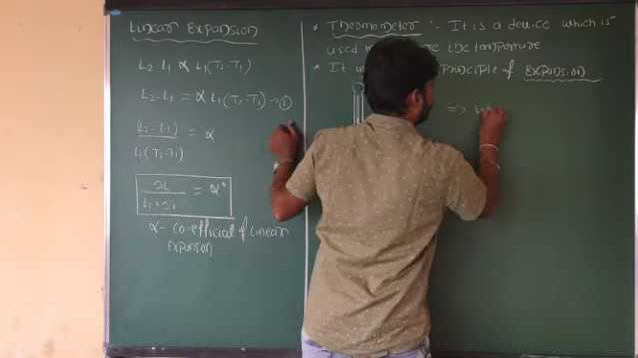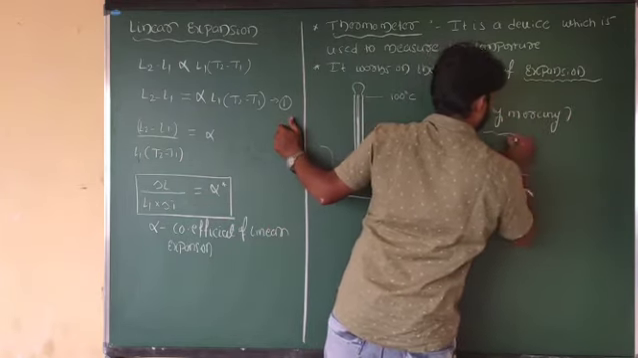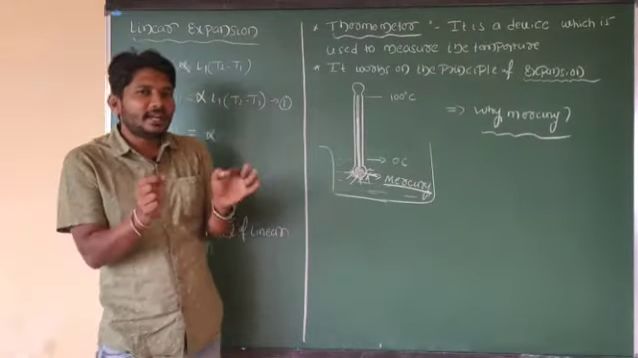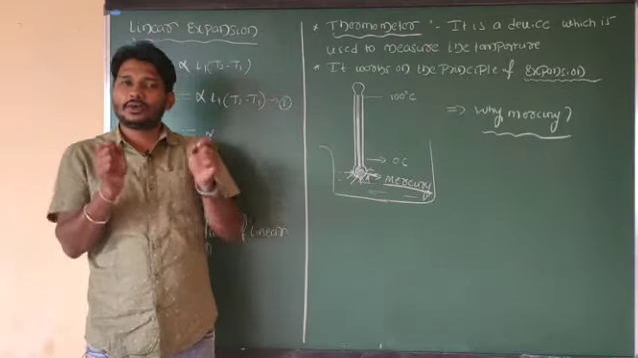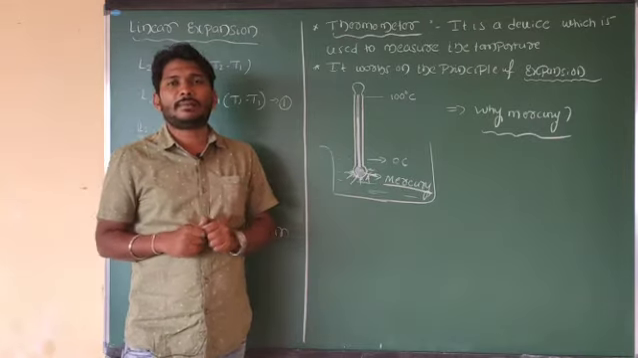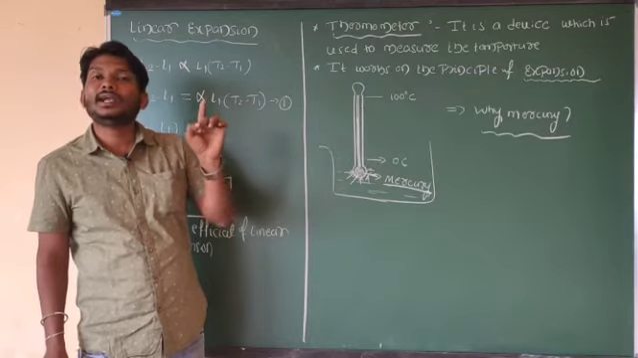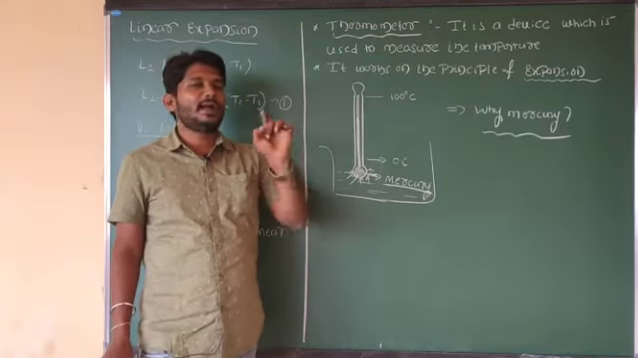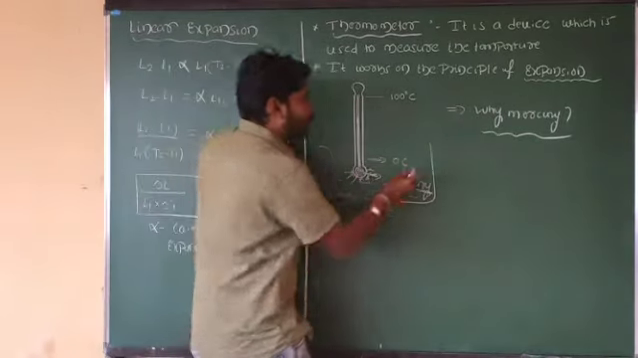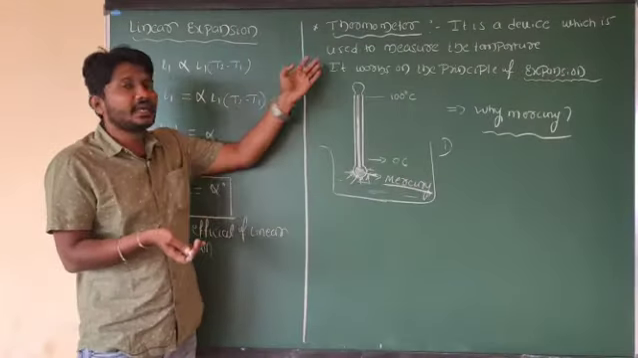So why mercury only? Can anybody tell me? Mercury is a metal, right? In which form does that metal exist? Mercury we call pAdarasa. In which state does that mercury exist at room temperature? Mercury is the only metal that exists in liquid form at room temperature. That is the first speciality of mercury. Why do I have to choose mercury? What is the reason for choosing mercury only in case of the thermometer?